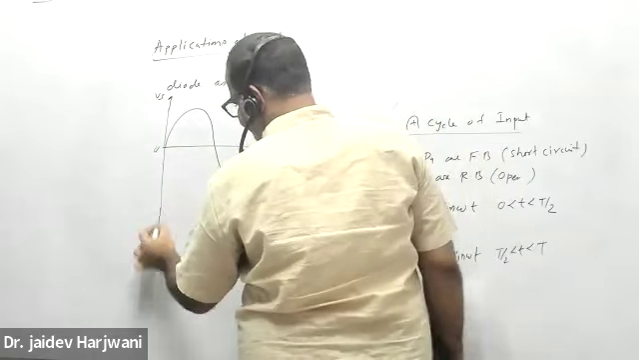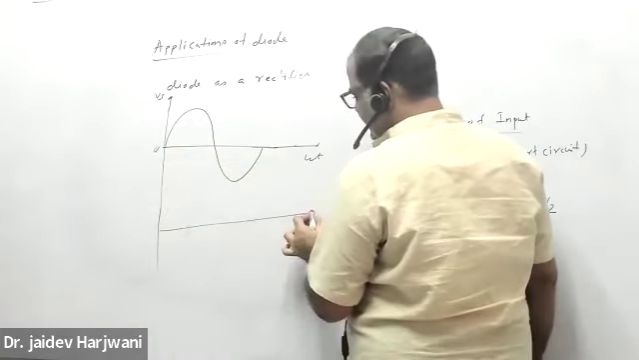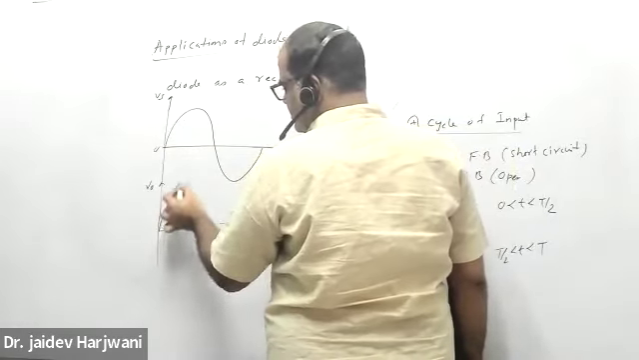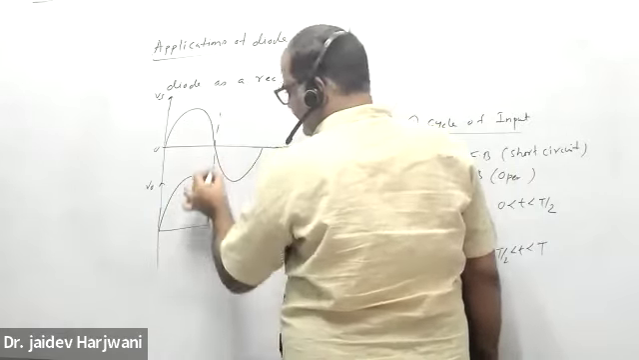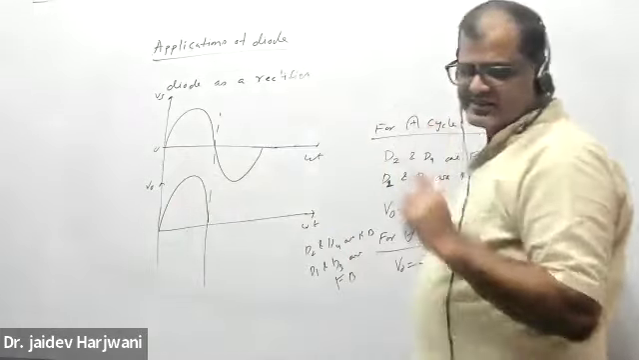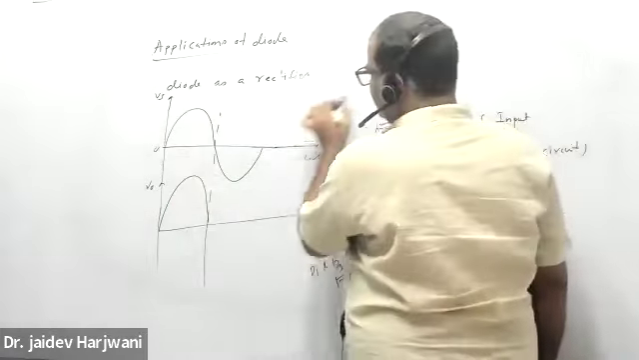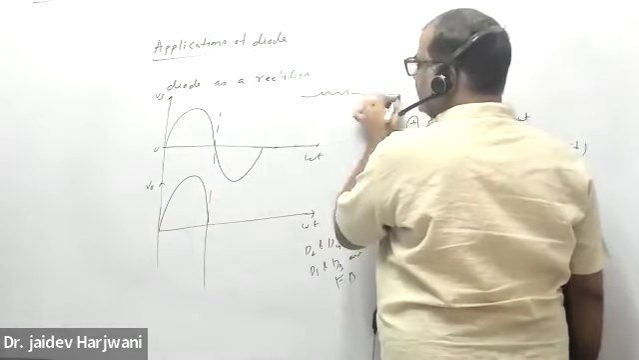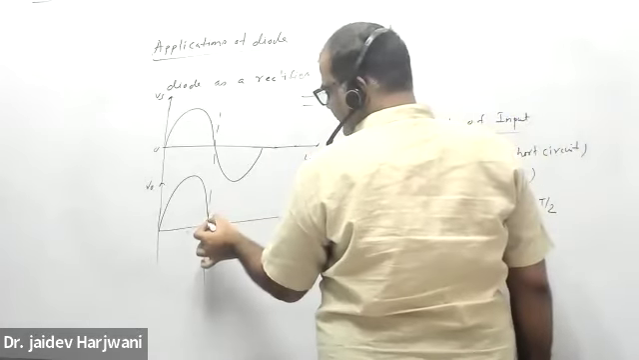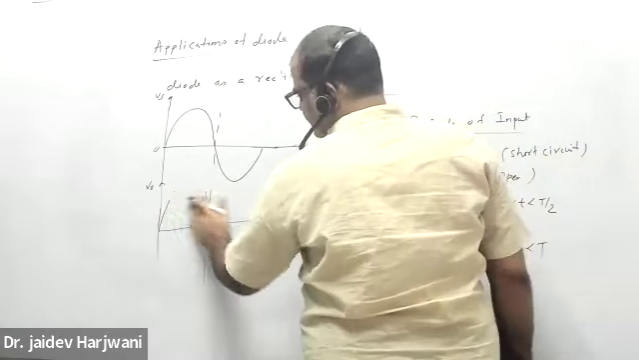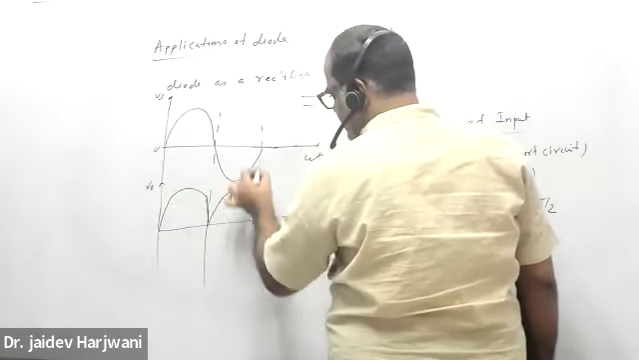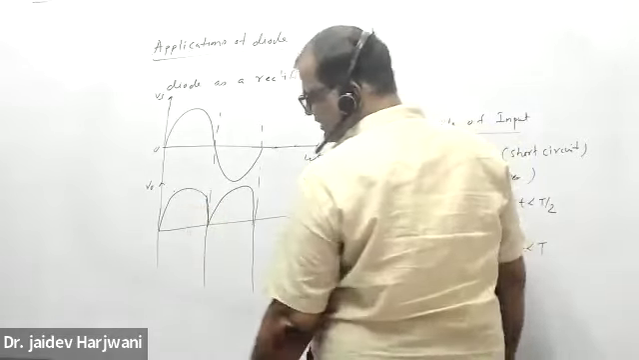Now, if I replace it, what is my output? My output is the same as this one. And when the input changes sign, my output doesn't change sign. My output is again in the same direction, because the current is flowing through the resistor in the same direction. Earlier the current was also coming like this, and the second time the current is also coming like this. So I get the output in the same direction. So this is my full wave rectifier.